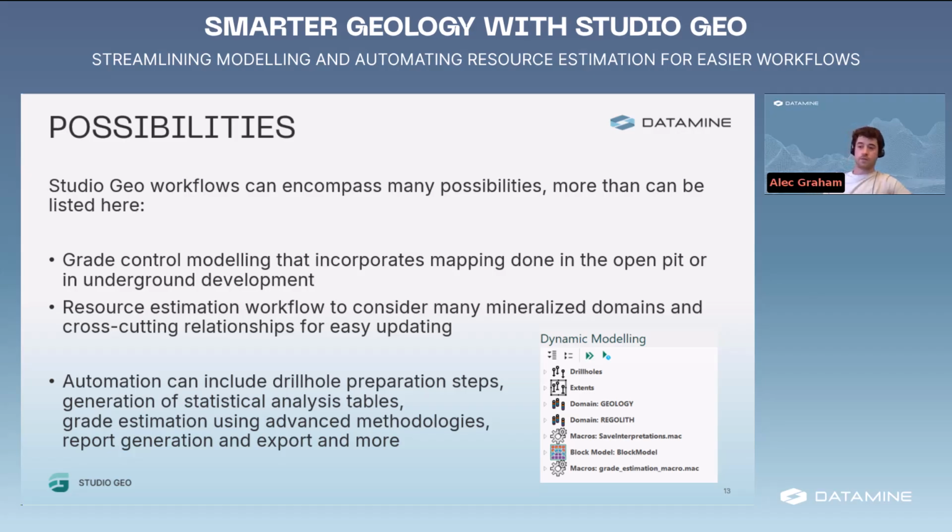So just to loop back around, Studio Geo workflows can encompass a ton of different possibilities. I showed you one specific workflow on my end, but you can absolutely customize it a million different ways to make a whole whack of different products. A few examples here: grade control modeling that incorporates mapping done in the open pit or underground development, and resource estimation workflows that can consider many mineralized domains as well as cross-cutting relationships. And of course, like I mentioned, automation through macros can include all sorts of different things, like drill hole preparation steps, the generation of statistical analysis tables, grade estimation, report generation, etc., etc.